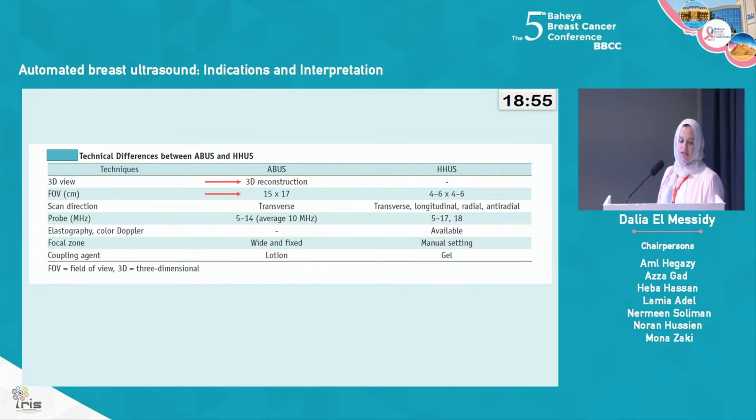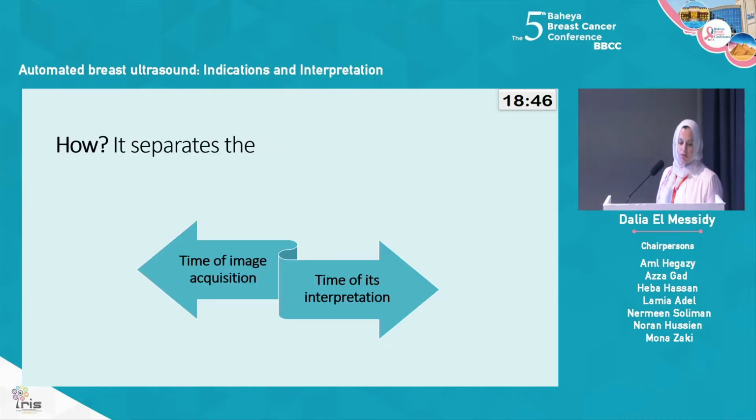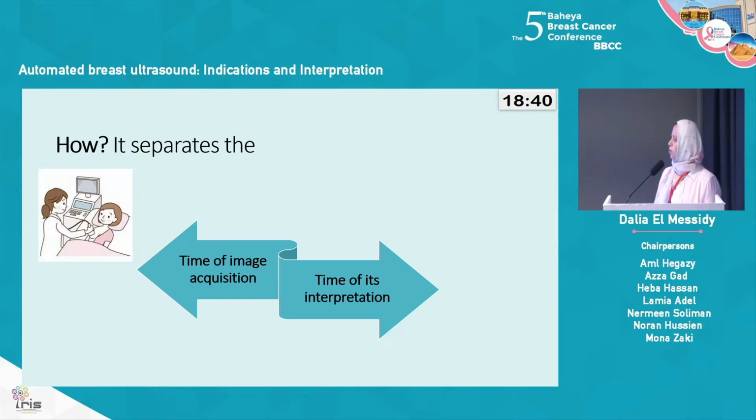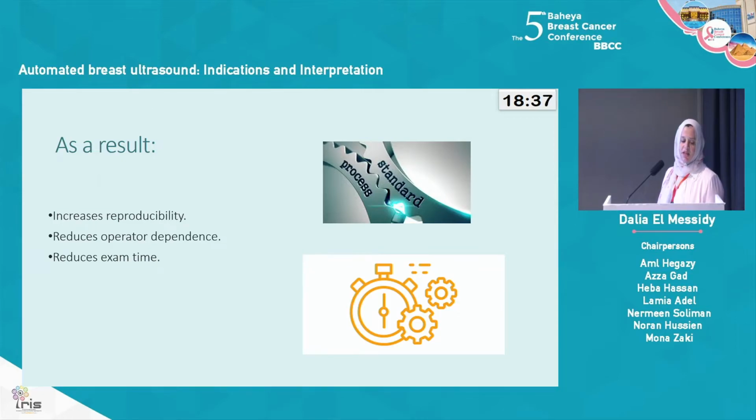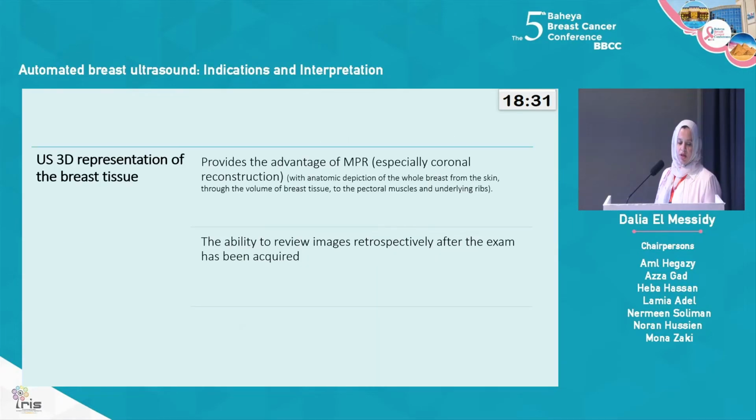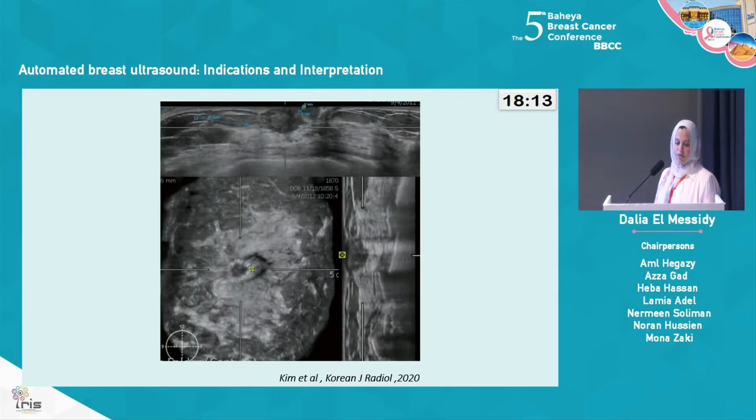Automated breast ultrasound has a wider field of view and allows 3D reconstruction, in contrast to handheld ultrasound, which has the virtue of elastography and color Doppler evaluation. Automated breast ultrasound separates the time of image acquisition from the time of its interpretation. And as a result, it increases reproducibility, reduces operator dependence, and reduces exam time. The 3D reconstruction of breast tissue provides the advantage of multiplanar reconstruction with anatomic depiction of the whole breast from the skin through the volume of breast tissue to the pectoral muscles and underlying ribs. It has the ability to review images retrospectively after the exam has been acquired.